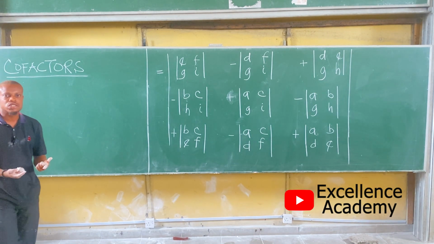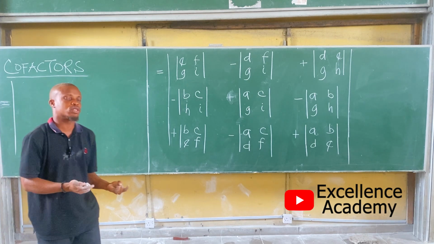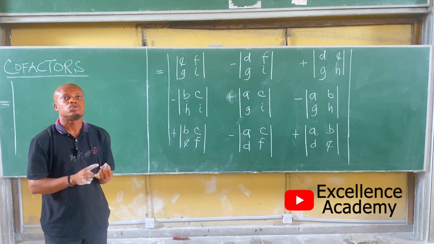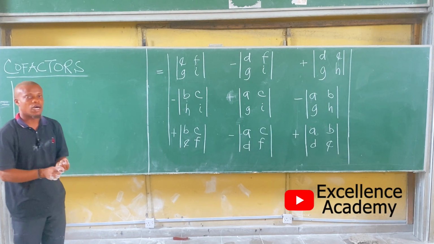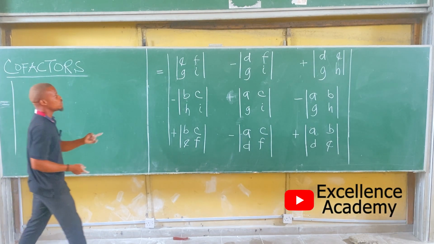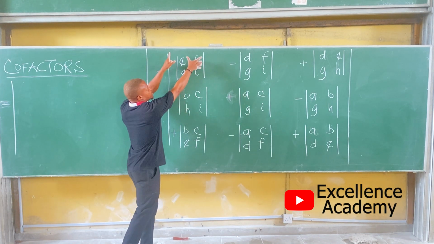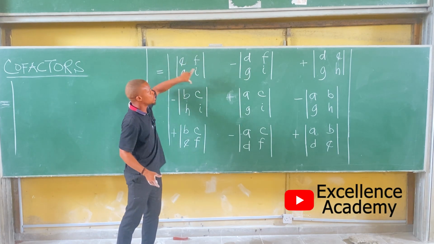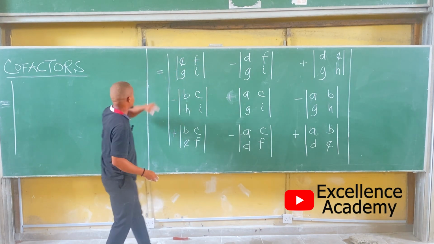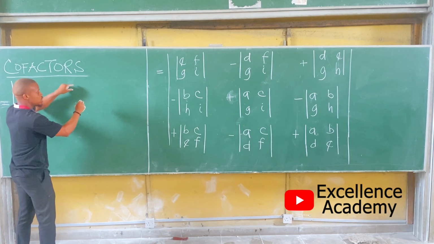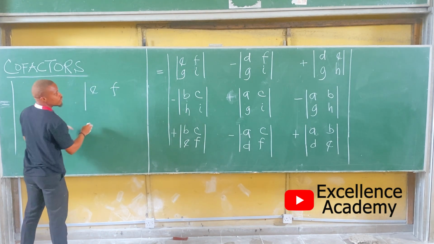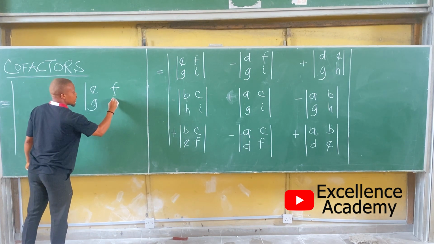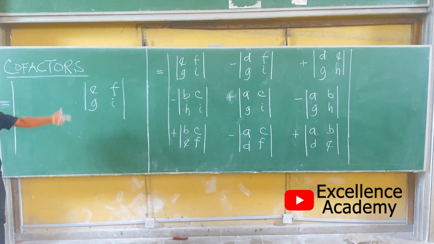So how do you get the determinant of a 2 by 2 matrix? Recall that you have your leading diagonal, which is also called your principal diagonal, and your second diagonal. Let's pick out this particular element here for explanation purposes. I'm having this E, F, G, I. Alright, let's look at this.